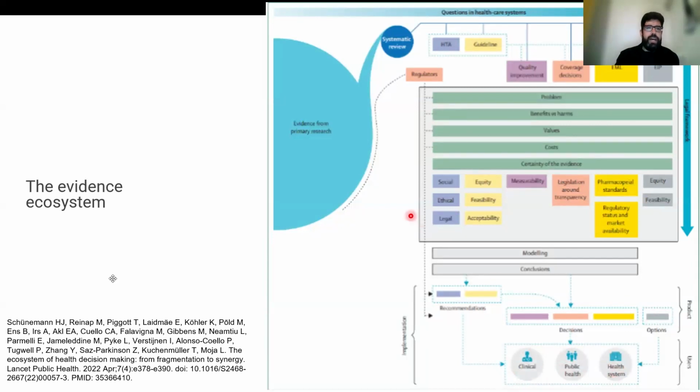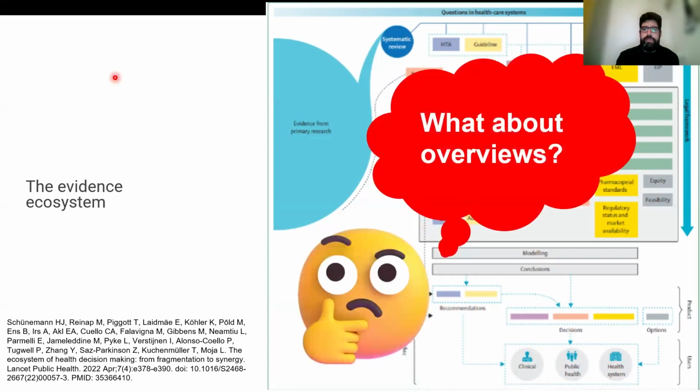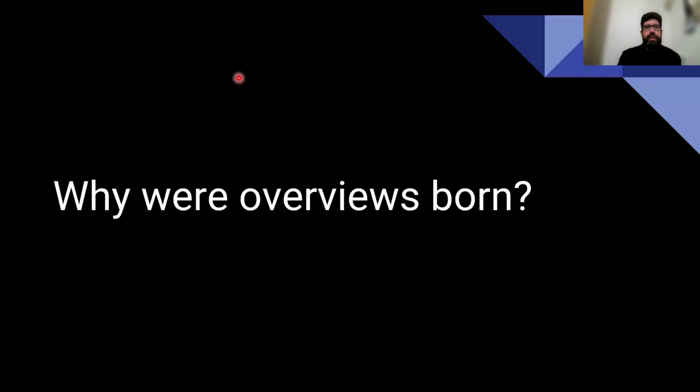So this could be a healthy evidence ecosystem too, but there is a key question here. What about overviews? Overviews are not in this evidence ecosystem, and these look quite good, actually. If we take this ecosystem or the MAGIC ecosystem and it works as it should, then what do we want overviews for? Before answering that, let's talk about why overviews were born in the first place.